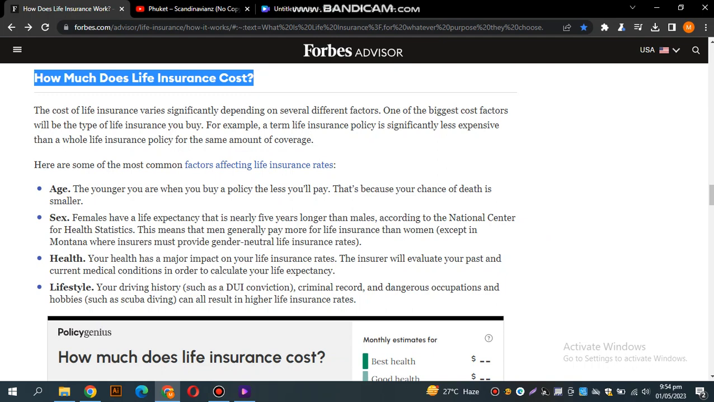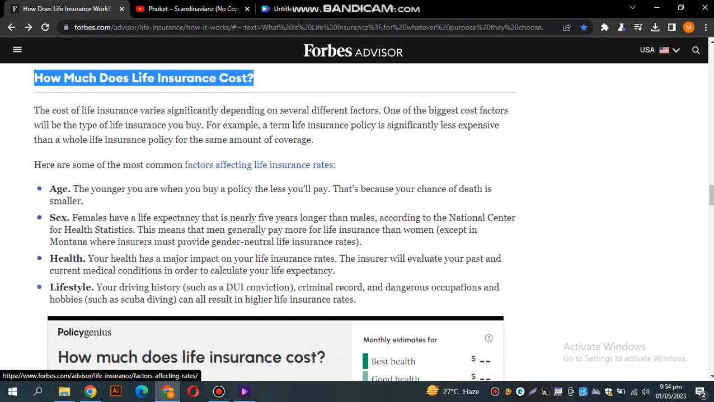The cost of life insurance varies significantly depending on several different factors. One of the biggest cost factors will be the type of life insurance you buy. For example, a term life insurance policy is significantly less expensive than a whole life insurance policy for the same amount of coverage. Here are some of the most common factors affecting life insurance rates.